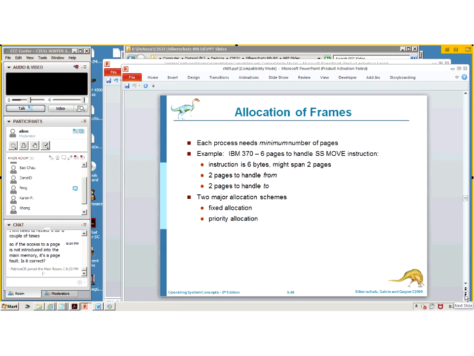We're getting to another concept, and it has to do with a minimum number of pages for processes. So, for example, each process needs a minimum number of pages. The mainframe uses this. And they have two major allocation schemes: fixed allocation and priority. Either of those.